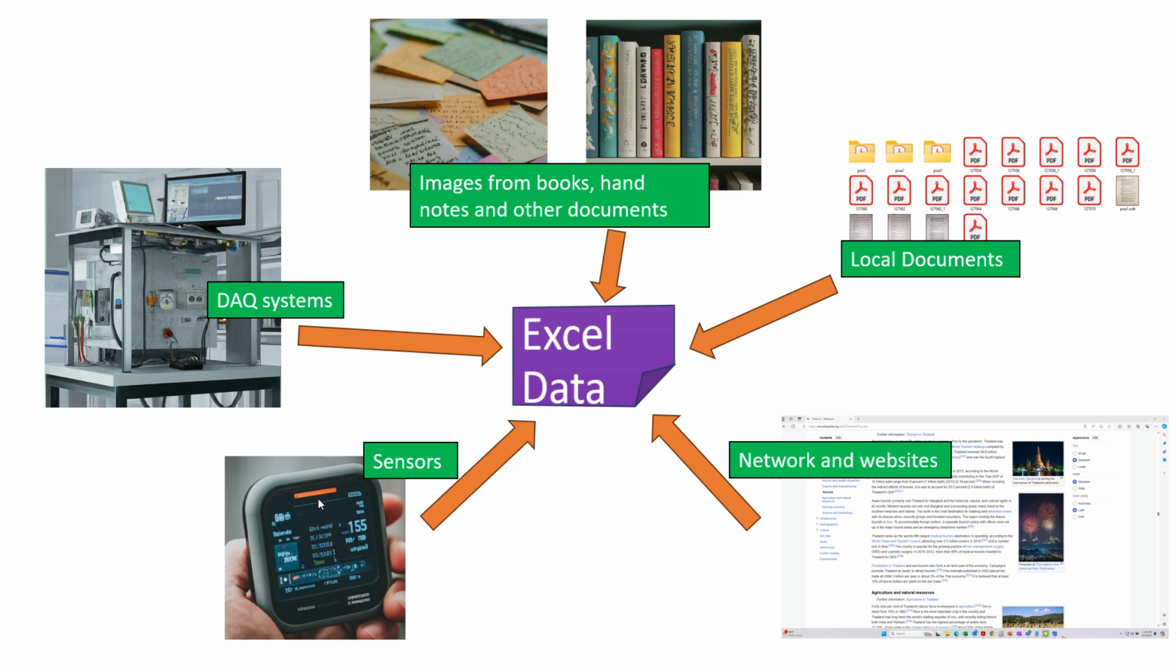Another common way that brings data into Excel is through portable sensors. These could be sensors for measuring biometrics. This could be sensors for measuring environmental variables, etc. And they usually generate numbers in tabular format, which could be processed through Excel. We'll look into some of these things and how to do this with Excel in this video.